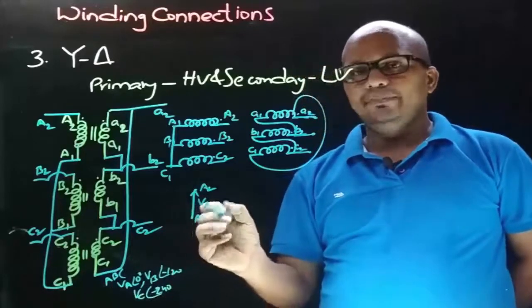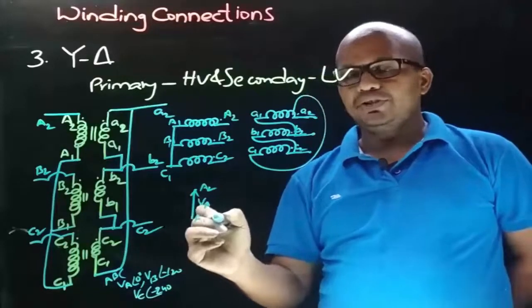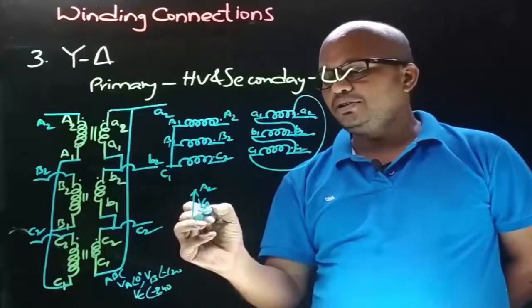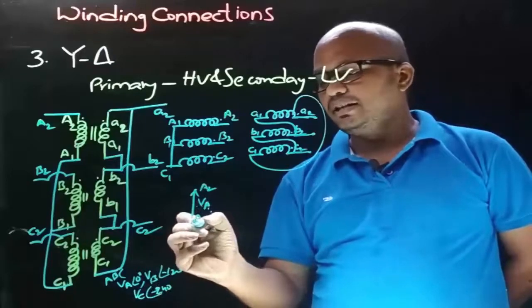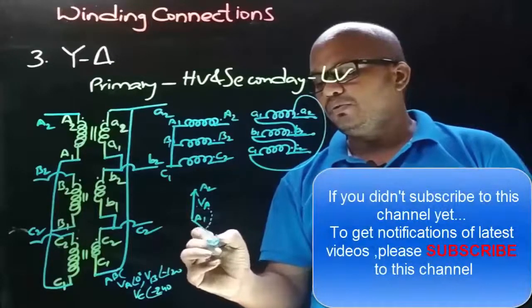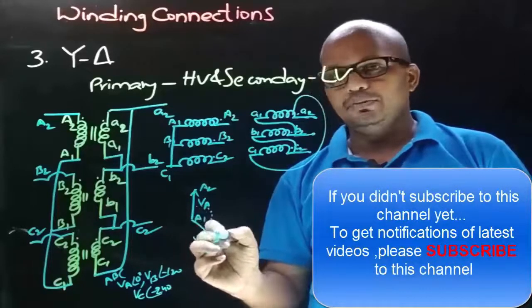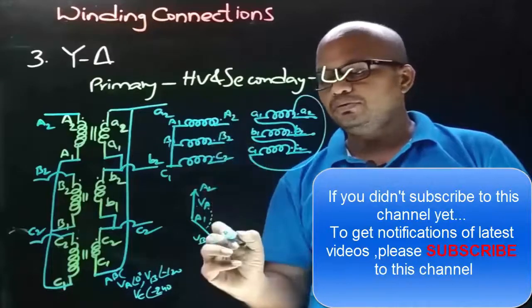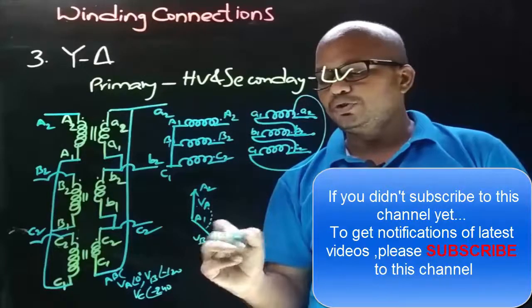So VB will be at an angle minus 120 degrees from VA. As this is a negative angle, it means in the clockwise direction at an angle minus 120, we will have VB, and the terminals of the VB phasor will be B1 and B2, and B2 is the connection we took from, so the arrow will point towards B2.